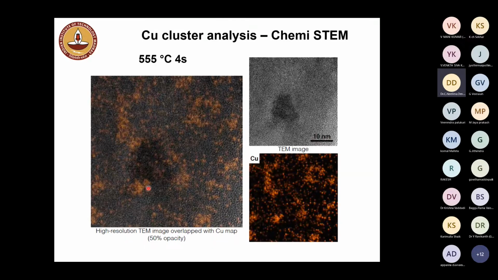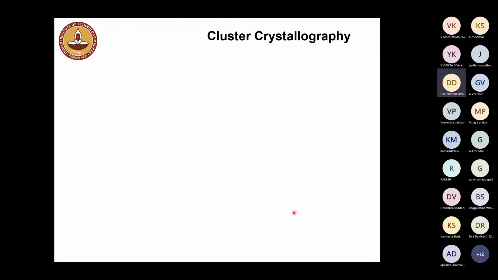So this means when you are unable to see these clusters clearly in 3 dimensions, how do we relate whether all of these copper clusters, what you see here, are crystalline or amorphous? So then again, we go back to atom probe tomography. To an extent, we can do what is called cluster crystallography.